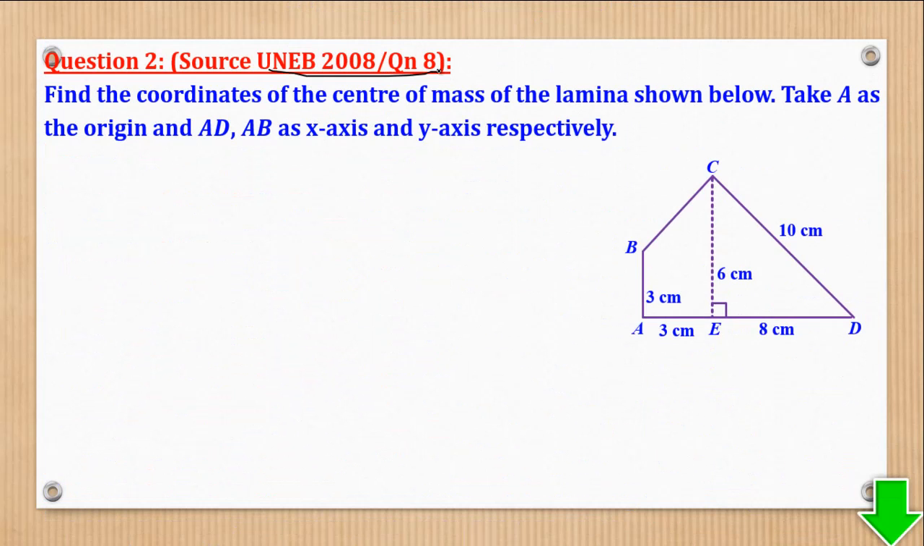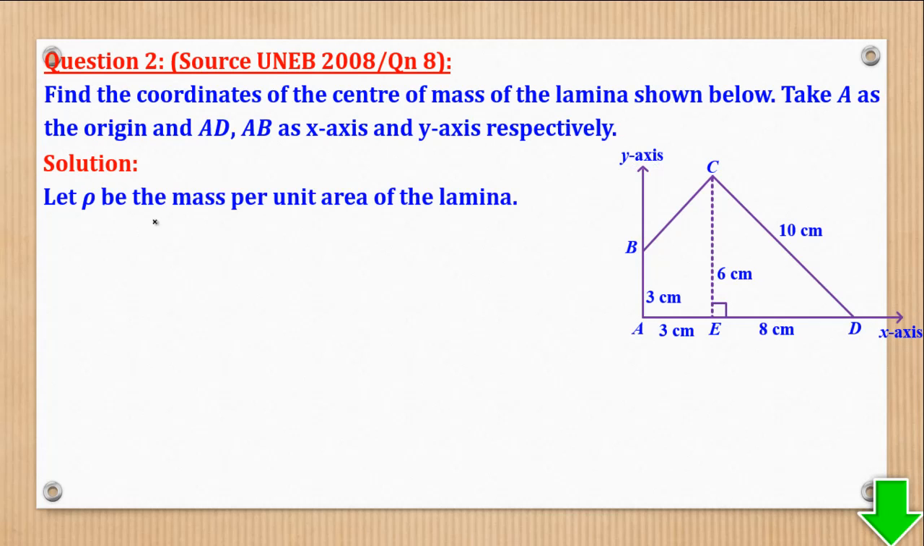Question 2 came from UNEB 2008 paper 2 question 8 and says, find the coordinates of the center of mass of the lamina shown and take A as the origin and AB as the x and y axis. So this is our origin, x axis, y axis. Okay. So we shall come and first put the axis they told us, x axis, y axis. Then we let rho be the mass because they said center of mass. So this will be mass per unit area.